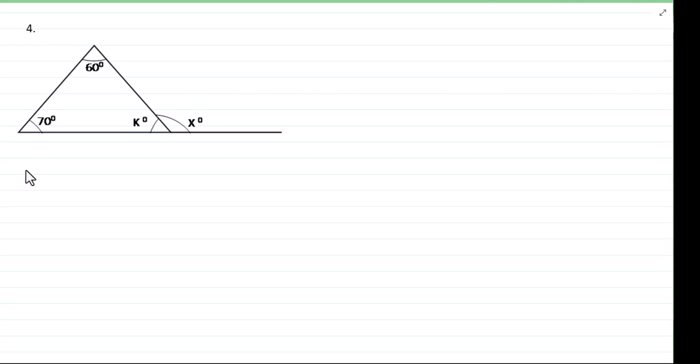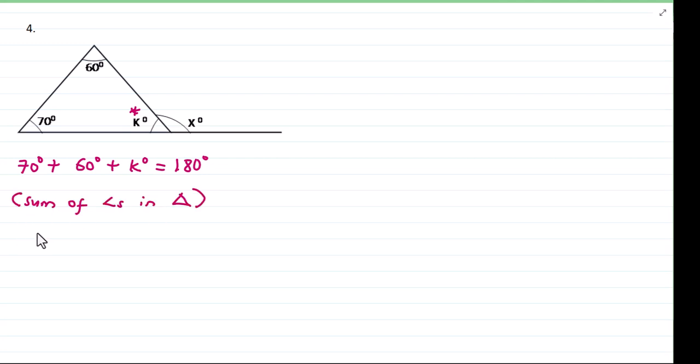Okay, the next question, we have 70 degrees here, 60 degrees, and then k degrees. And then we also have x degrees. So we are asked to solve for the unknown values, which are the k degrees and x degrees. But then let's figure k first. And it's simple because k is inside this triangle. So 70 degrees plus 60 degrees plus k degrees is equal to 180 degrees. Reason being because sum of angles in a triangle is equal to 180 degrees.